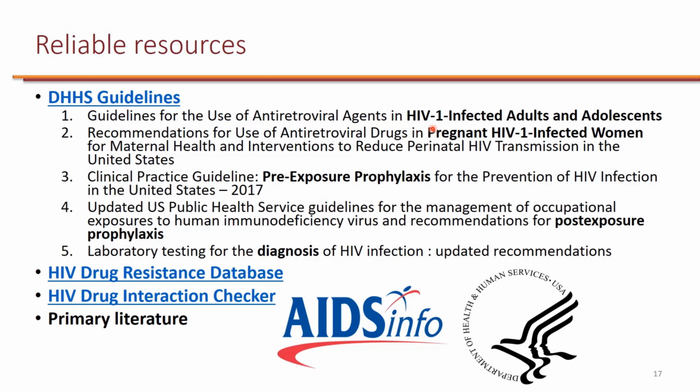They have several guidelines. They have one for use of antiretroviral agents in HIV-1 infected adults and adolescents. They have one for pregnancy. They also have a couple on pediatrics. The focus of this presentation is on adults with HIV. They also have a guideline for pre-exposure prophylaxis and a couple on post-exposure prophylaxis, along with CDC guidelines for diagnosis of HIV.